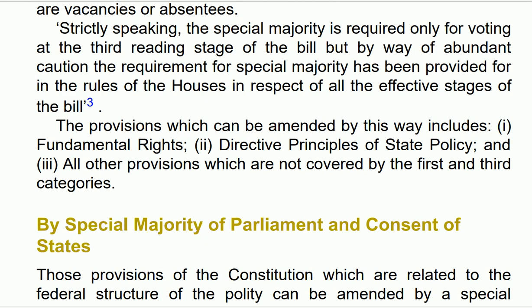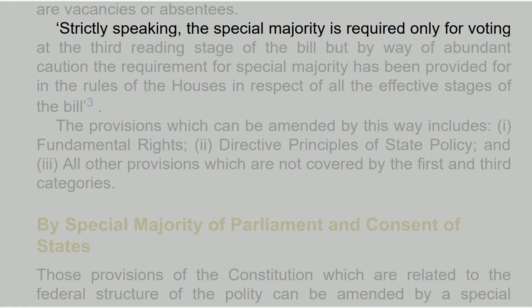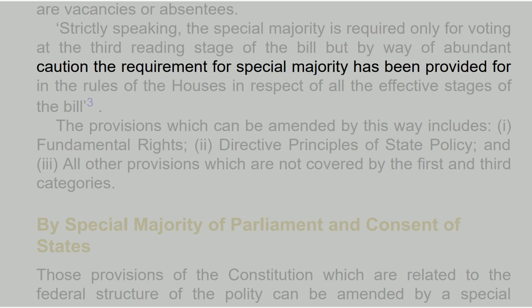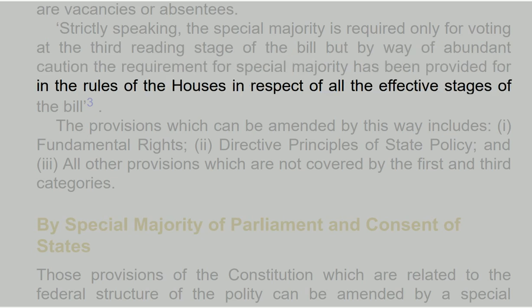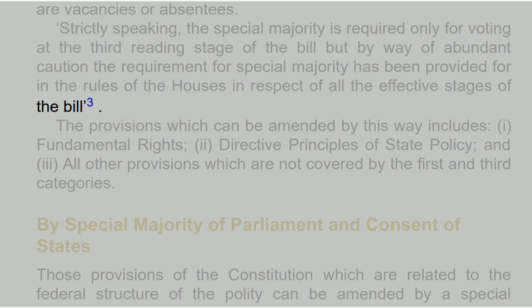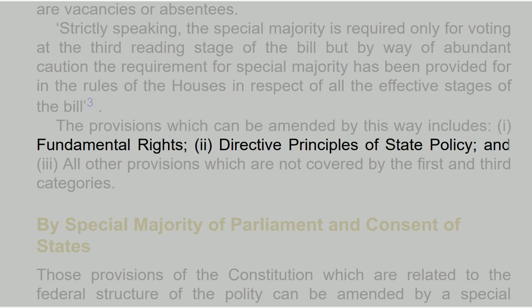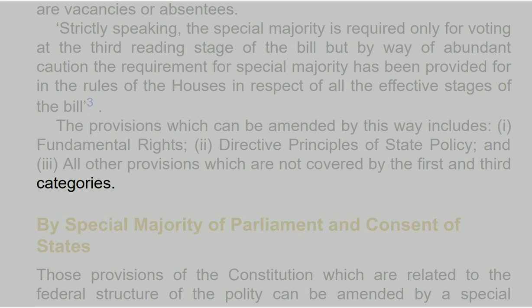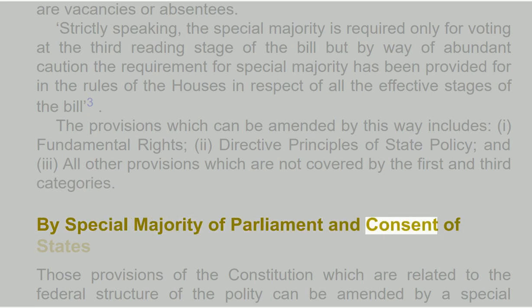Strictly speaking, the special majority is required only for voting at the third reading stage of the bill, but by way of abundant caution the requirement for special majority has been provided for in the rules of the Houses in respect of all the effective stages of the bill. The provisions which can be amended in this way include: 1. Fundamental rights, 2. Directive principles of state policy, and 3. All other provisions which are not covered by the first and third categories. By special majority of Parliament and consent of states.